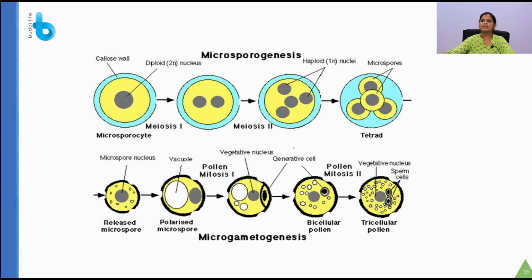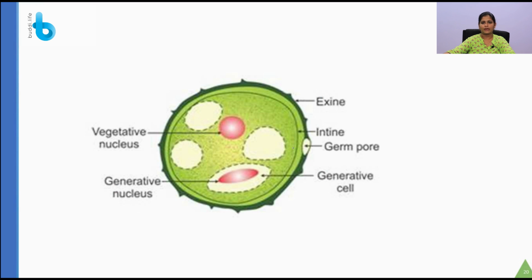You can see these are microsporogenesis and microgametogenesis. Microgametogenesis is nothing but the released microspore developing into a tricellular pollen, which has 3 nuclei: a vegetative nucleus and the generative nucleus. What happens to the generative nucleus here? The generative nucleus will divide into two male gametes.